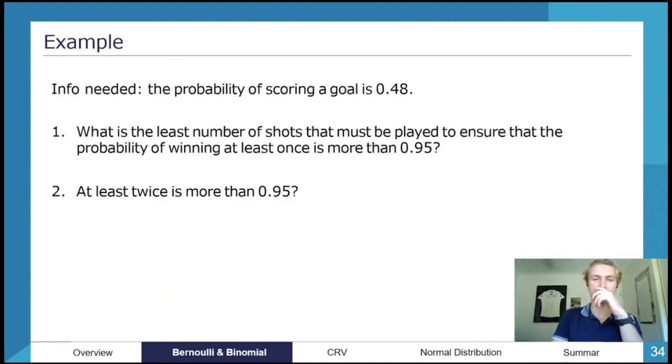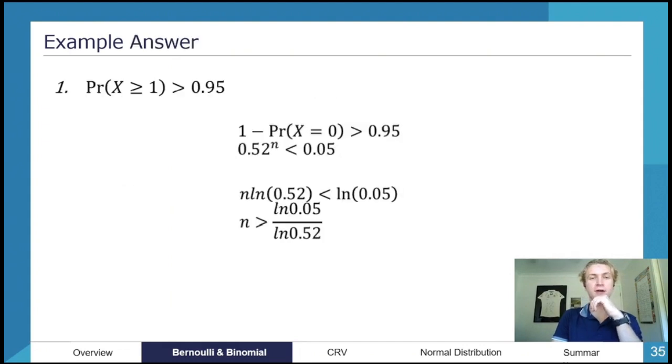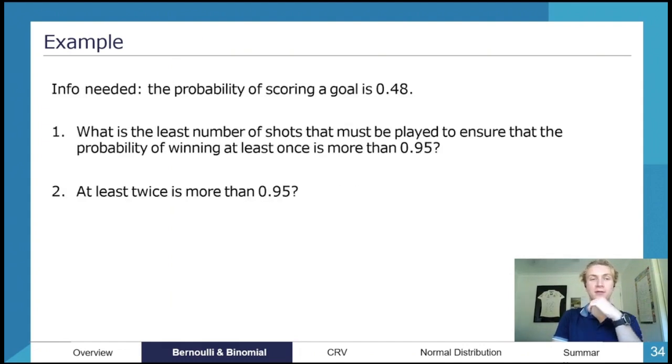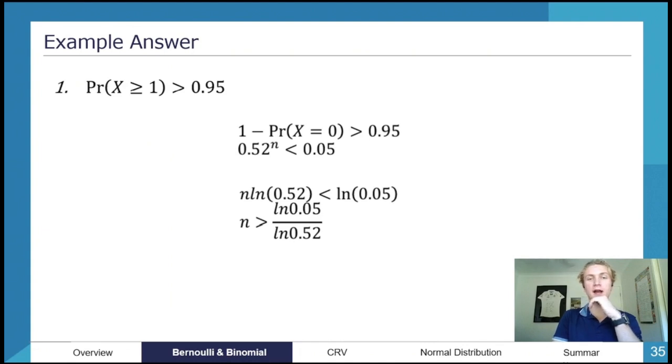But if we take the probability that x equals 0 and we sub it in, so we have p equals 0.448, r equals 0, and then n is what's unknown. If we work that out, what we're going to get ultimately is 1 take 0.52 to the power of n. Then we minus 1 from both sides, get rid of that negative, and what we'll get is 0.052 to the power of n is less than 0.05. And right now this is like, what the heck, this is still confusing.